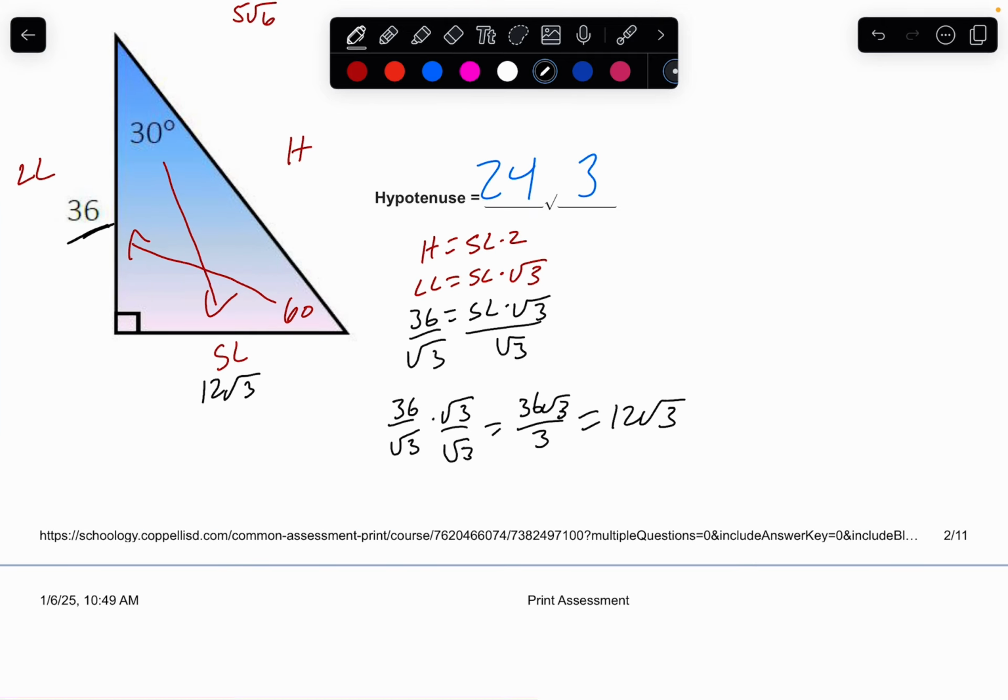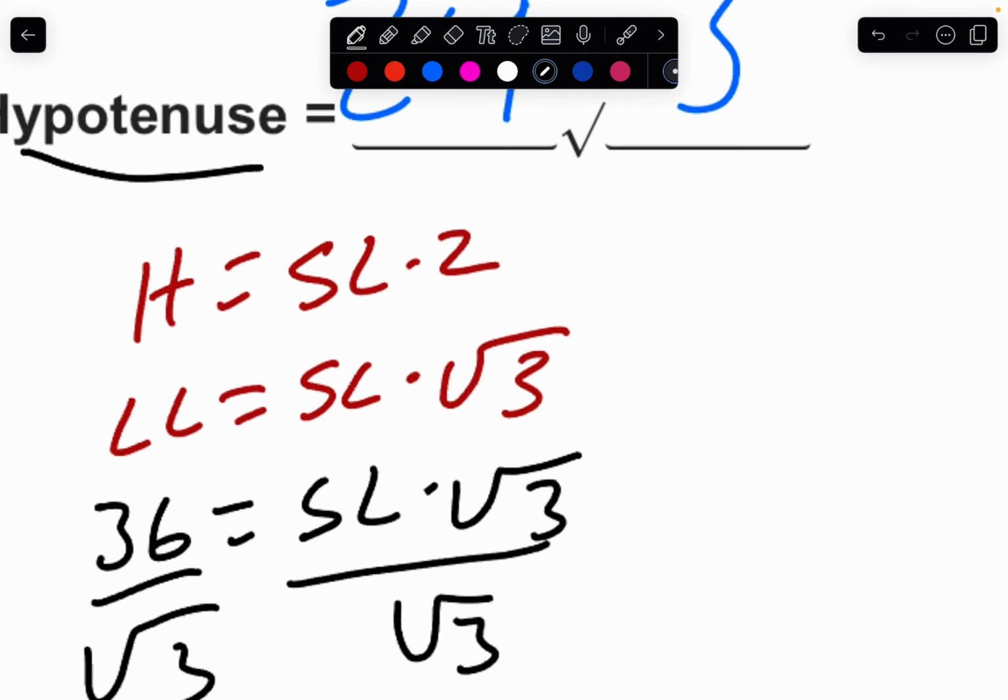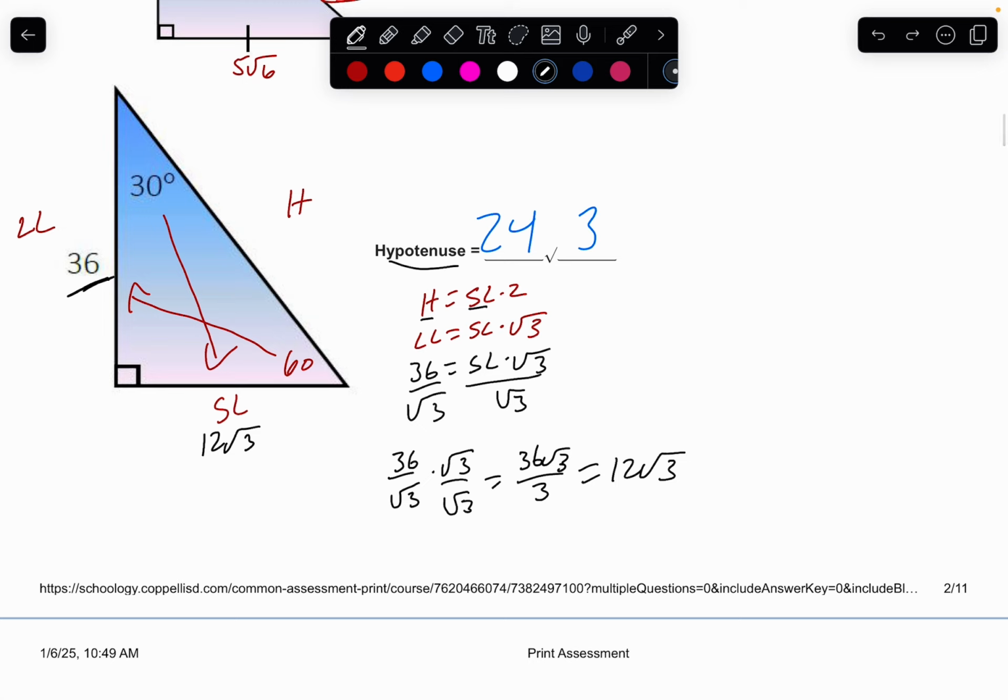They are asking for the hypotenuse. So what do you do to the short leg to get the hypotenuse? Well, you do the short leg times 2. So 12 root 3 times 2 would be 24 root 3. That's your final answer.